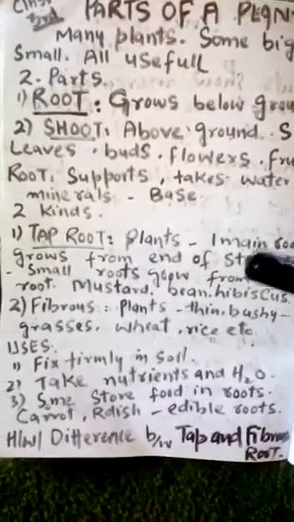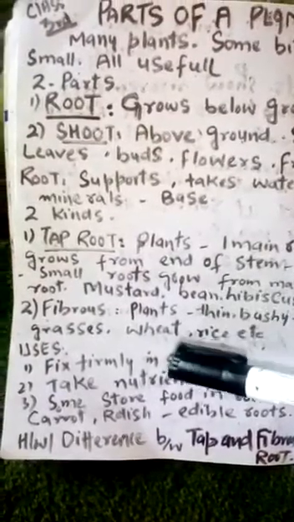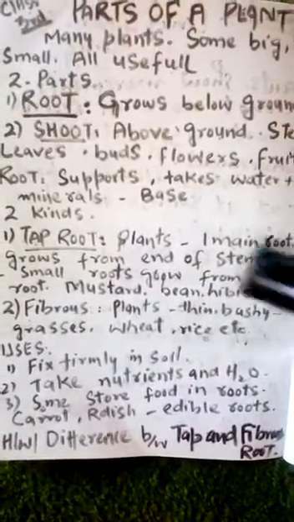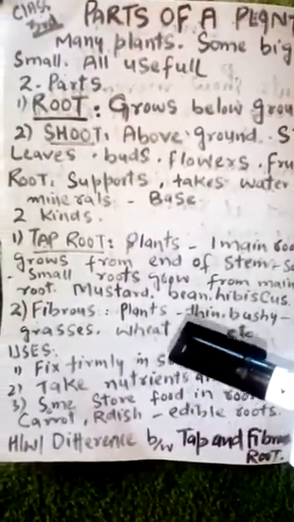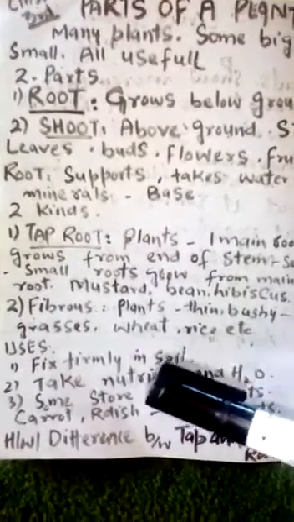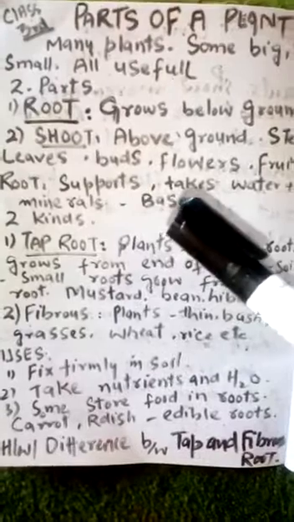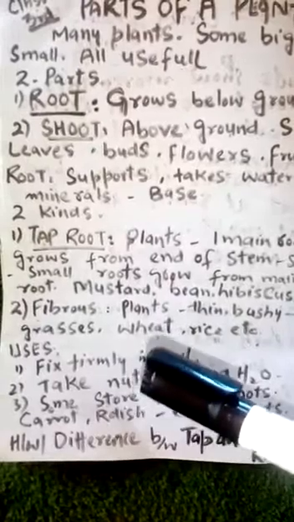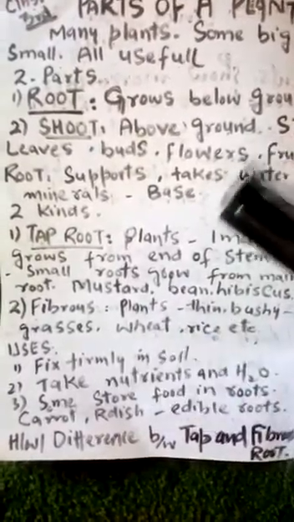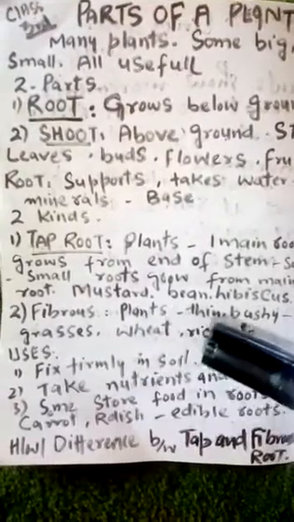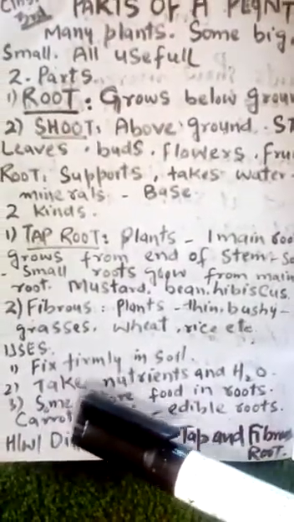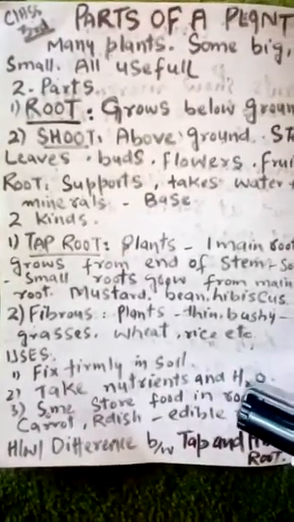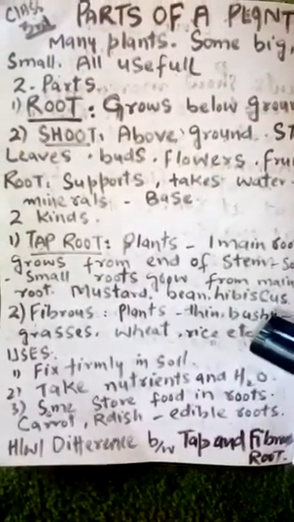Now students, we will see what the uses of roots are. Students, number first, uses of roots. Roots, as I already told you, form the base of a plant, so they fix a plant firmly in the soil. Without root, a plant cannot survive. Number 2, students, roots take nutrients and water from the soil and give it to the plant.